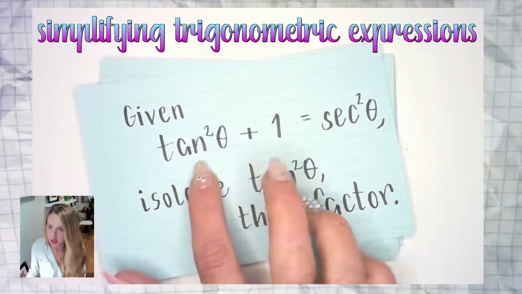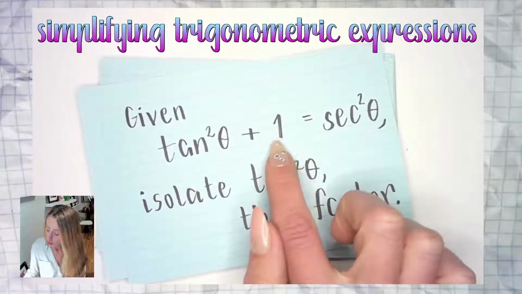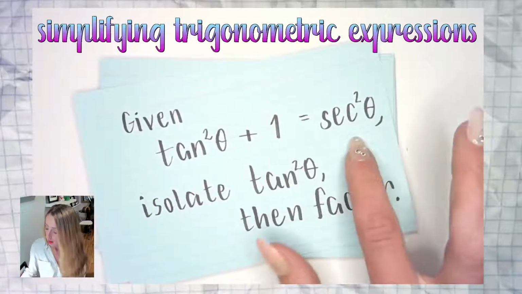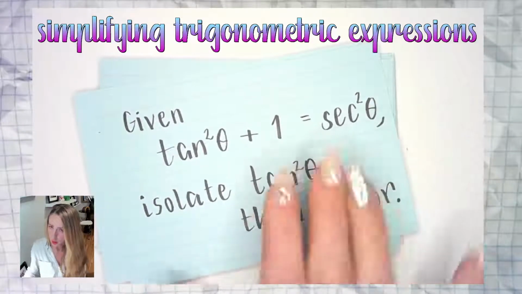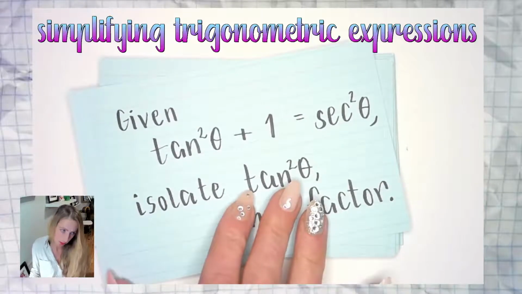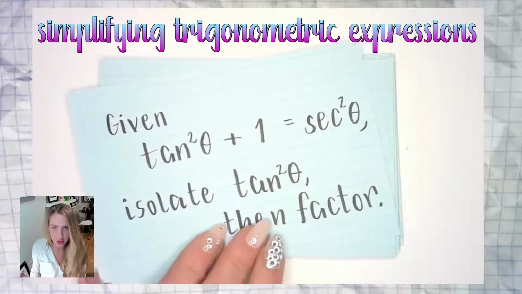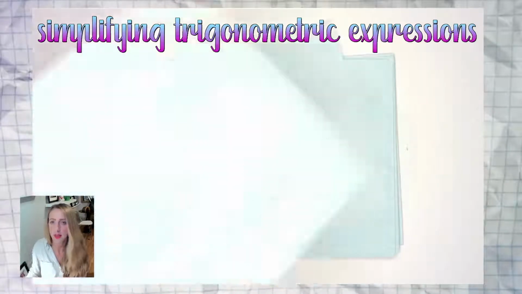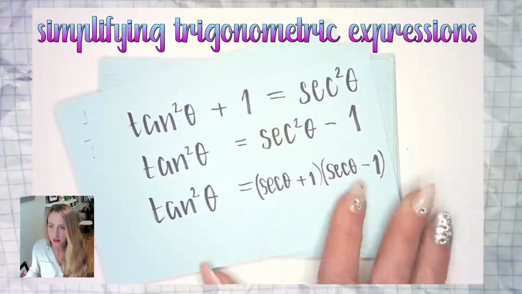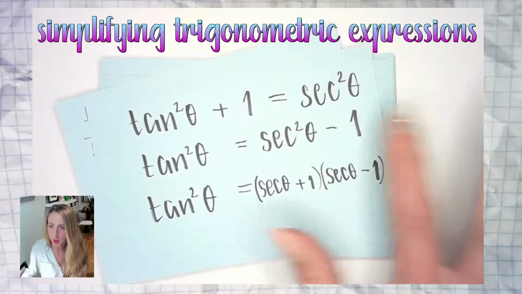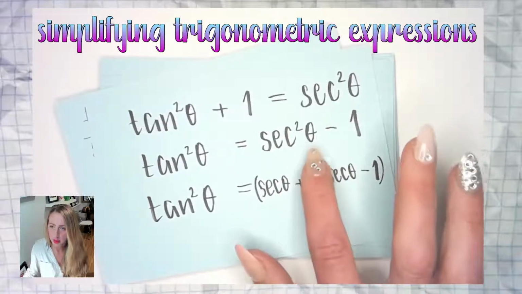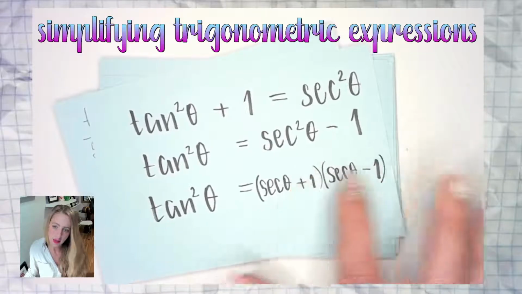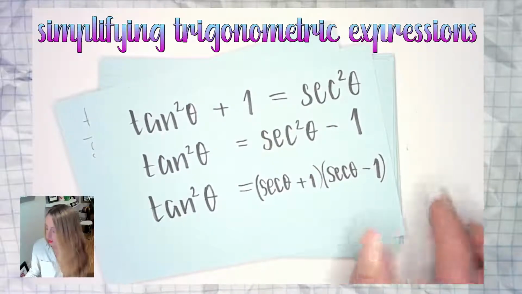How do you isolate tan squared theta? Well, you subtract 1 from both sides. That would give you secant squared theta minus 1. Again, like I mentioned earlier, that's the difference of two squares. We factor using conjugates. So we would have secant theta plus 1 and secant theta minus 1. And this is what that looks like. Here I subtracted 1 to the other side, so I got that right there. And then I factored using conjugates.